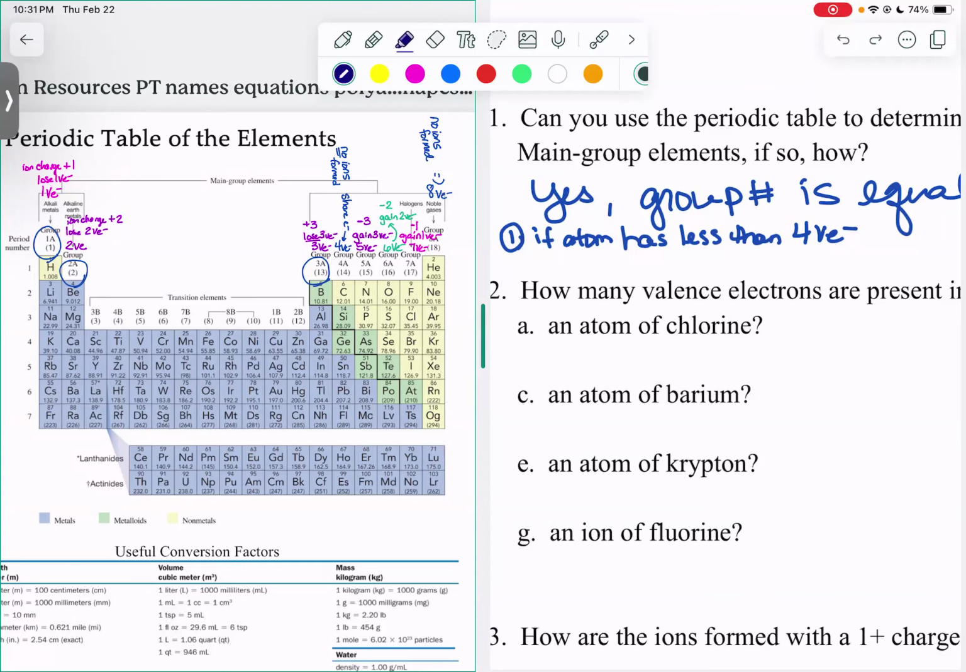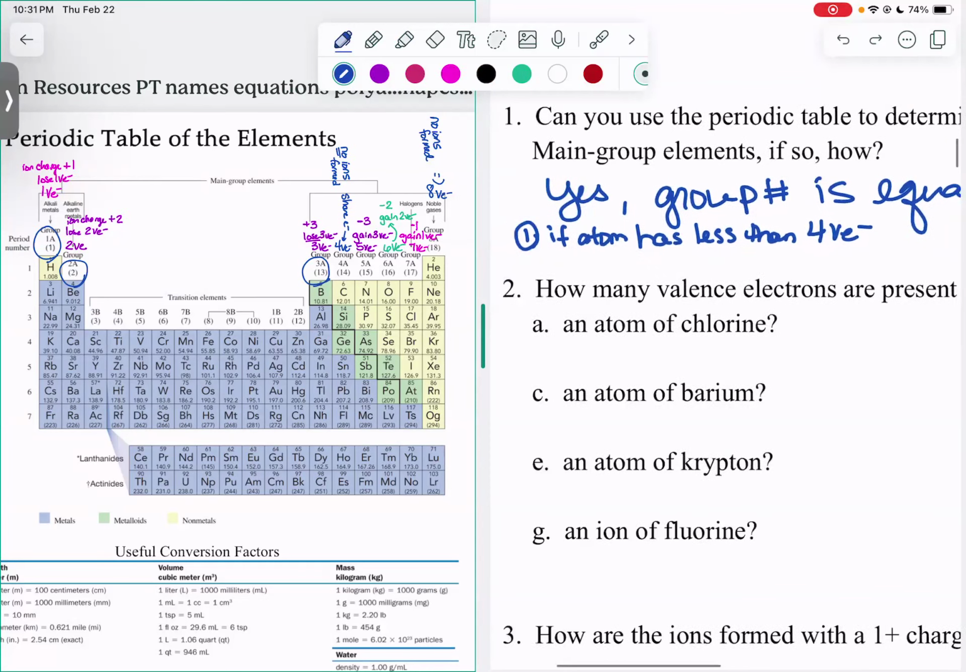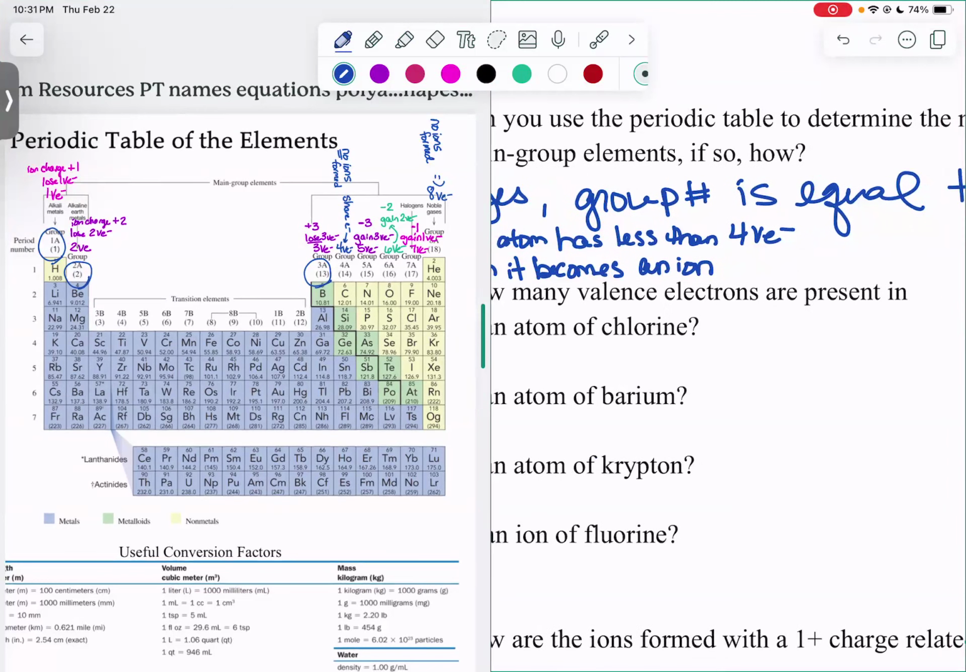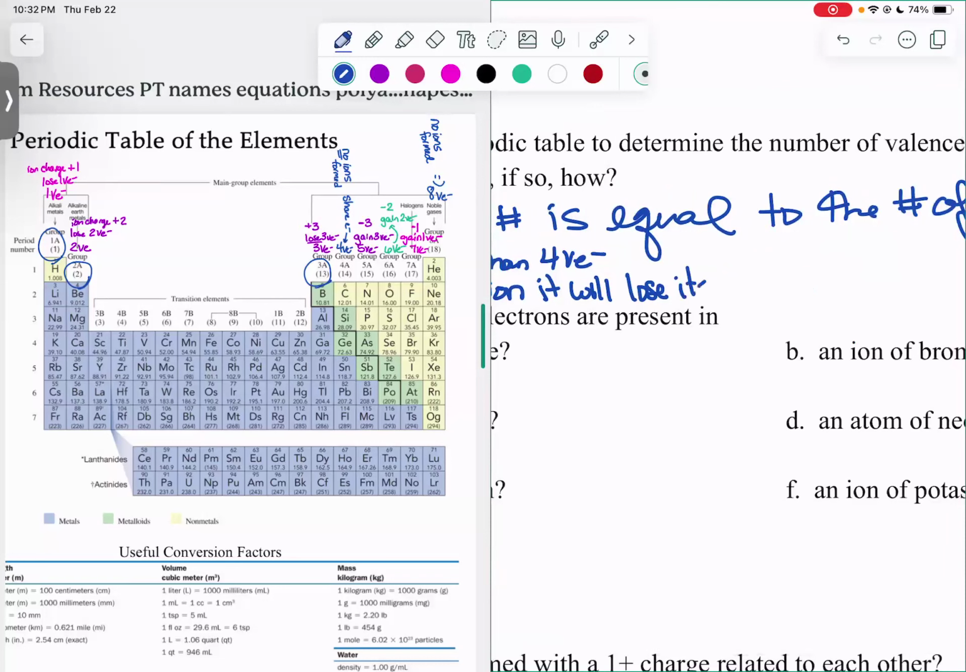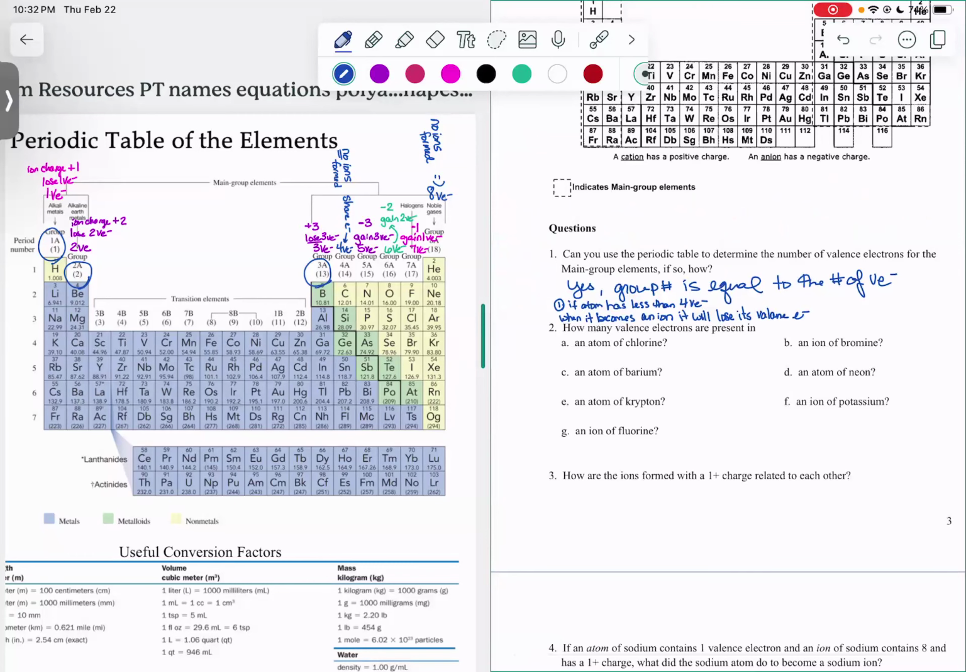So if we have an atom that has less than 4 valence electrons, when it becomes an ion, it will lose its valence electrons. Okay, so that's one thing that could happen. It's scenario 1.